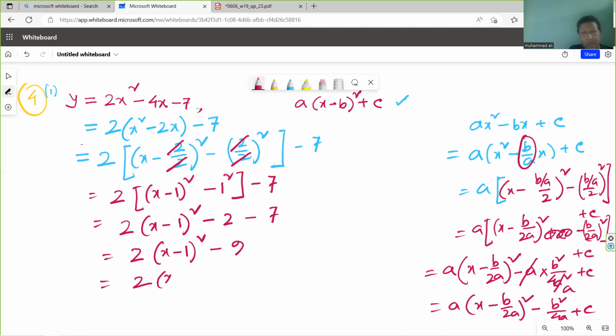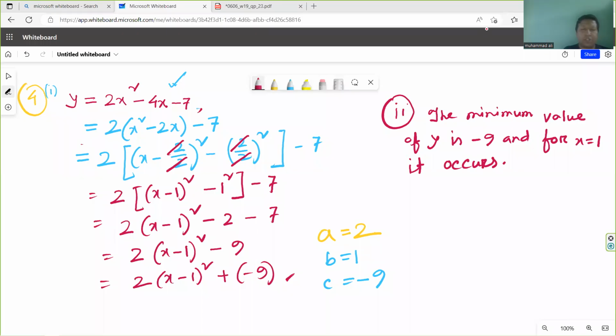Now if we compare this function with the form, we can say that a equals 2, b equals 1, and c equals −9. So this is 2(x − 1)² − 9. Our first answer is completed. We just converted this into this form.